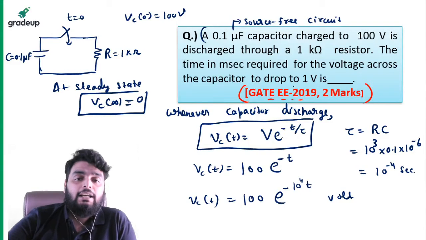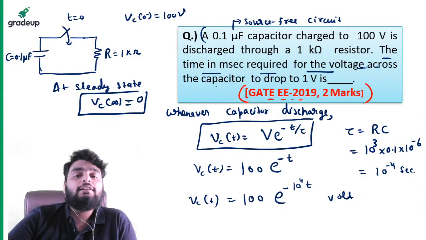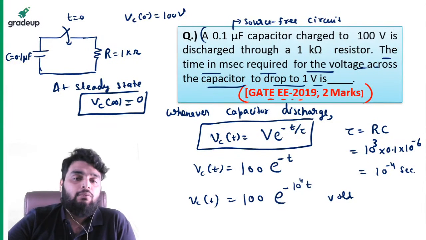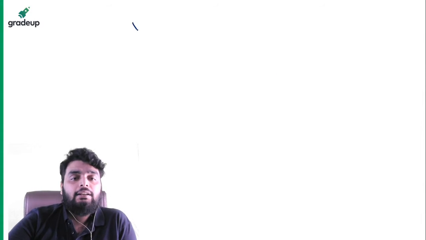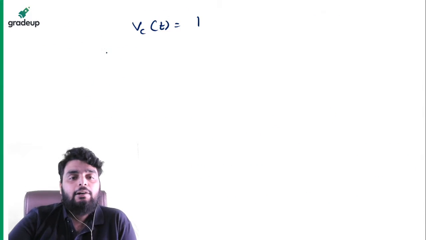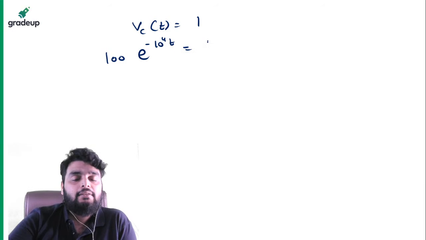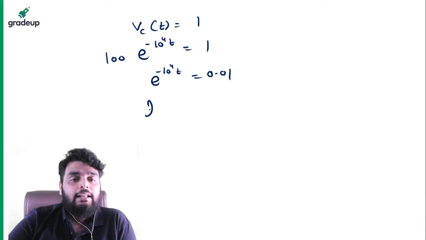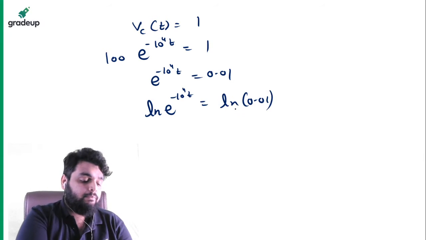Now read the question again. They are asking the time in millisecond required for the voltage across the capacitor to drop to 1 volt. It means the capacitor voltage is equal to 1 volt. So here I can write 100 e raised to power minus 10 raised to power 4 t is equal to 1. E raised to power minus 10 raised to power 4 t is equal to 0.01, which is 1 divided by 100. Now if I take natural log on both sides, what is ln of 0.01?